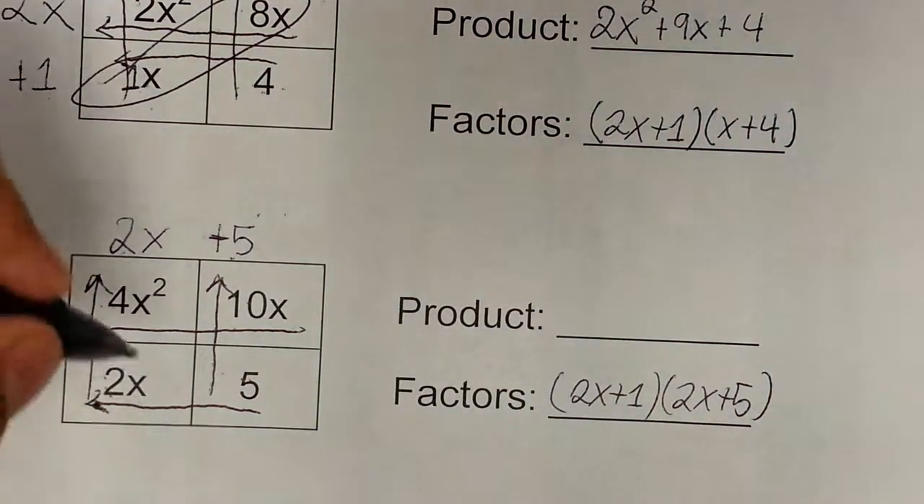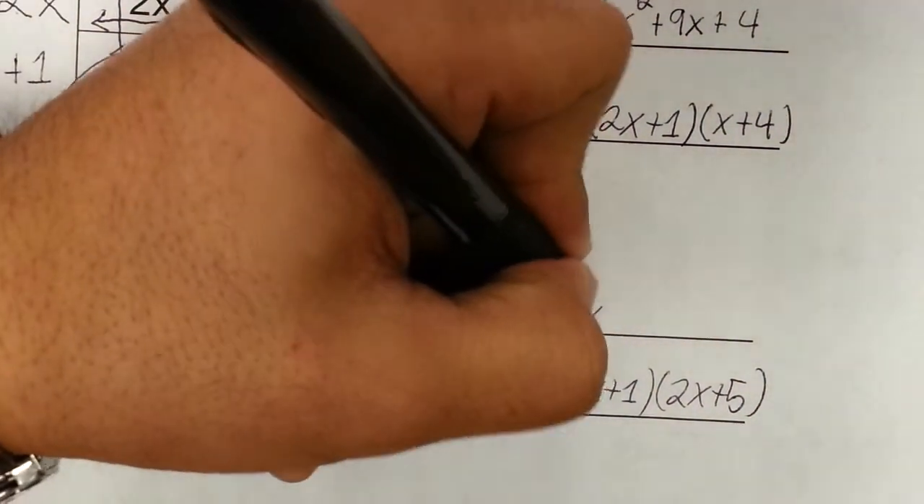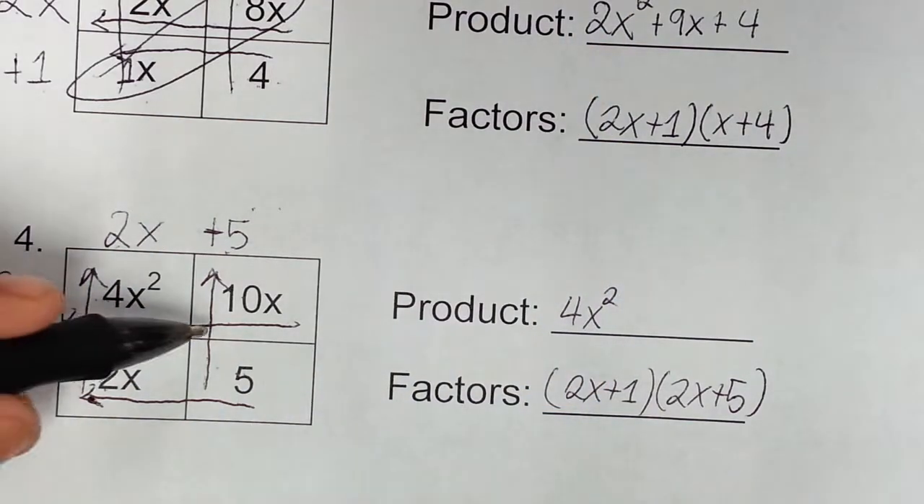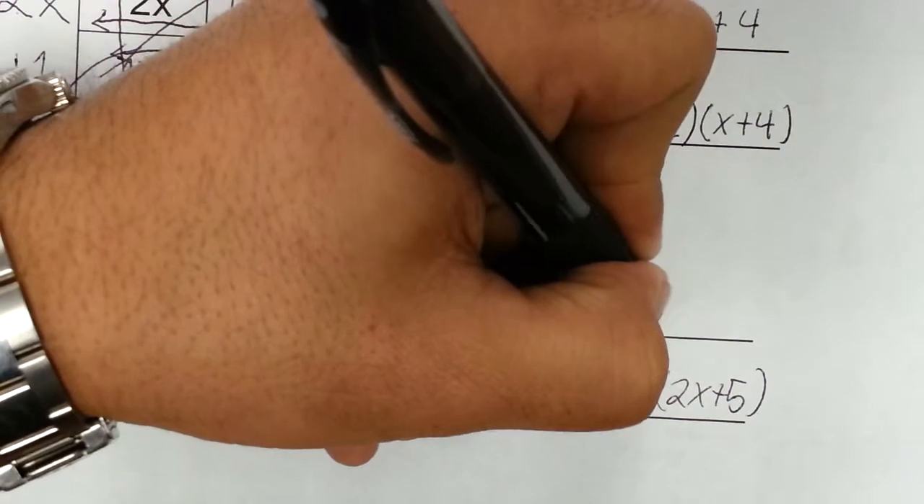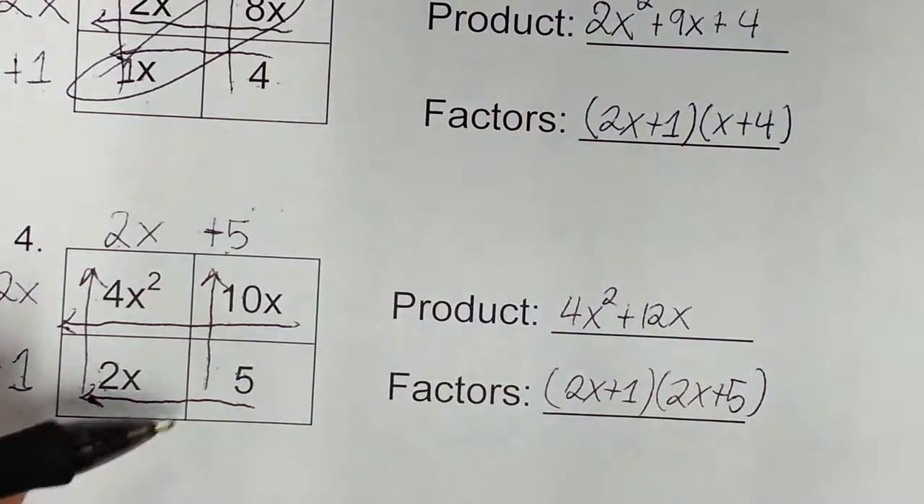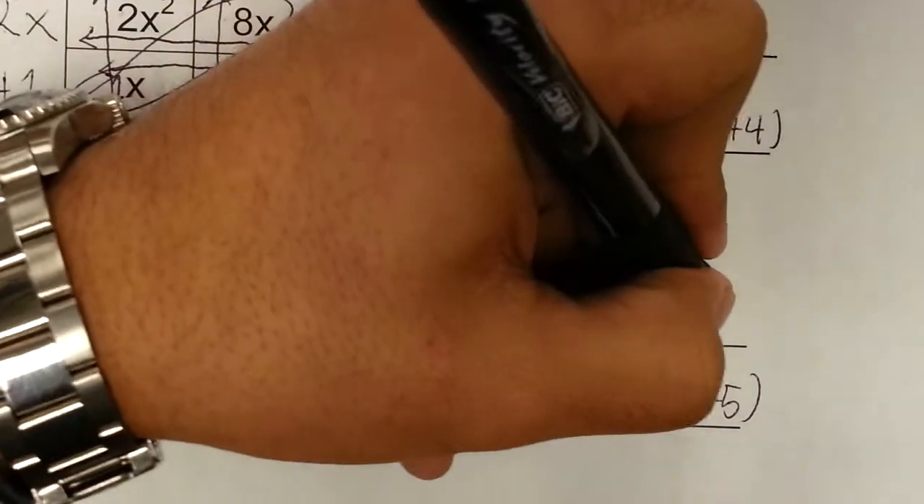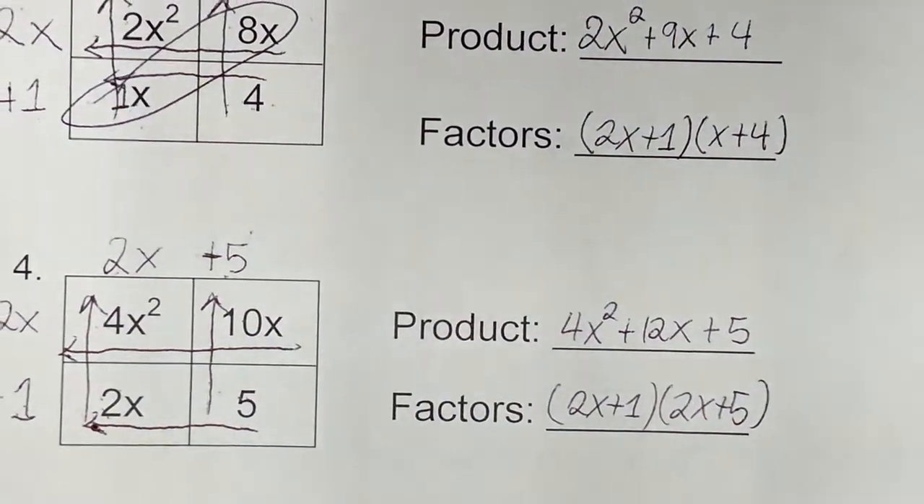Our product, we only have a 4x squared, and that has no other like terms. 10x and 2x are our like terms, which makes 12x. And then we have a 5, a positive 5, so plus 5.